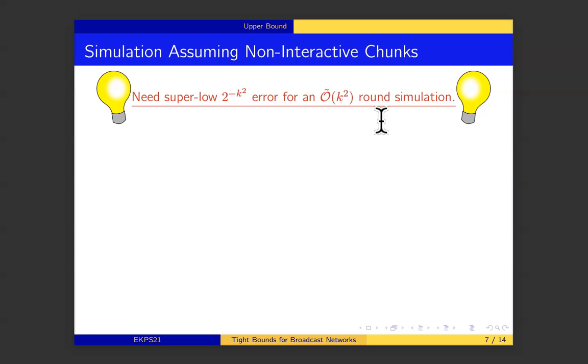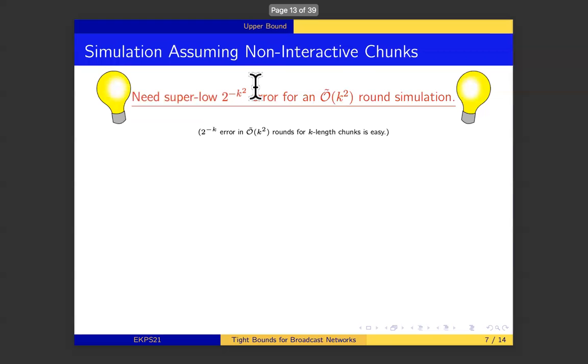If you have a k-squared round simulation, because the noise in any round is constant, with probability 2 to the minus k squared, every round is erased in the whole protocol. And therefore, you cannot hope to get error that is smaller than 2 to the minus k squared. And asymptotically, this is what we get. So our error guarantee is the best possible. And this is what makes the simulation hard.